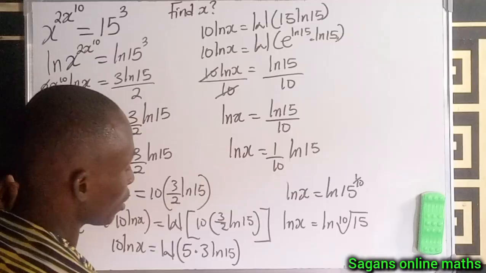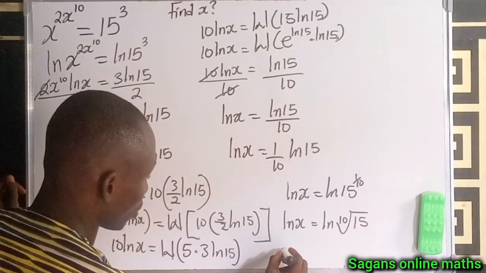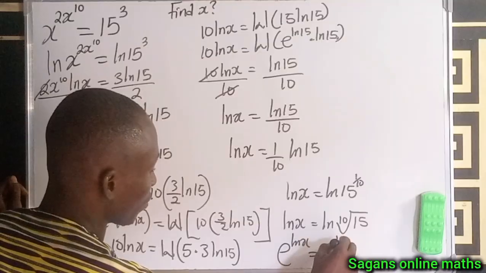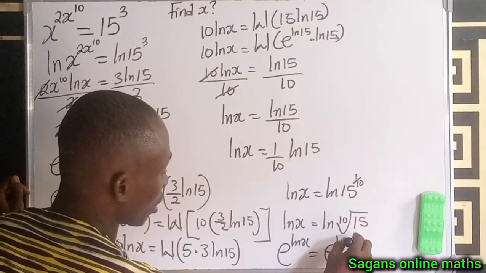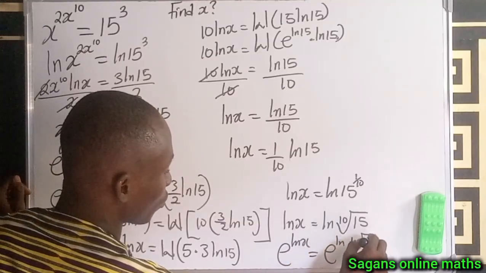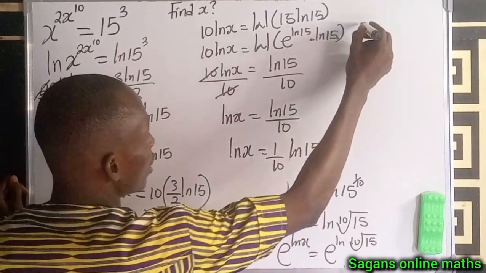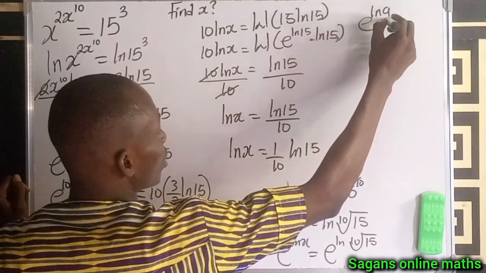This is in base e. So let's raise it to e. So that means e to the power what? ln s is equal to e to the power what? ln of the 10th root of 15, right? Now we know that e to the power ln a is equal to a, right?